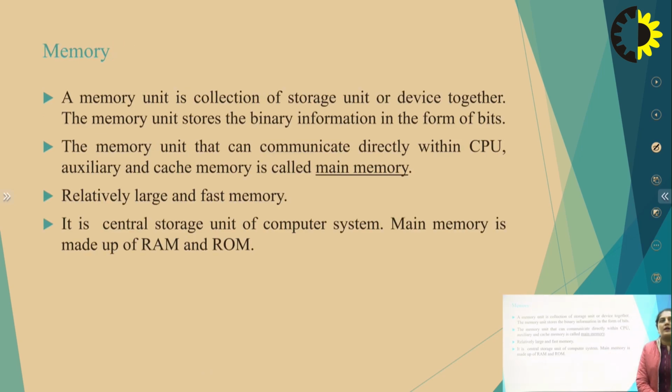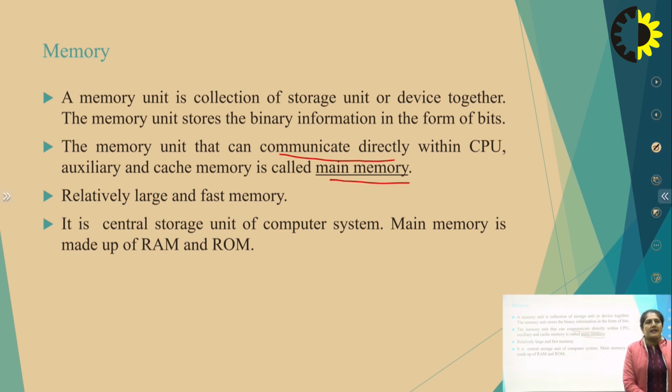First of all, we should know what is a memory and what is main memory. A memory unit is a collection of storage units or devices together. The memory unit stores the binary information in the form of bytes. The memory unit that can directly communicate with the CPU, auxiliary, and cache memory is known as main memory. So why are we saying it's main memory? Because it can directly communicate with the CPU, auxiliary, and cache memory.